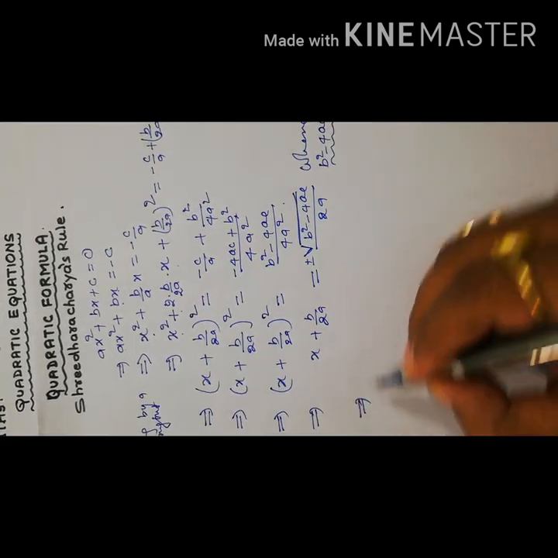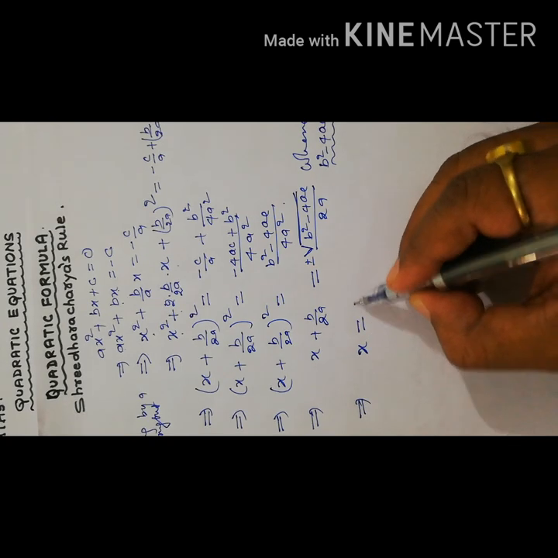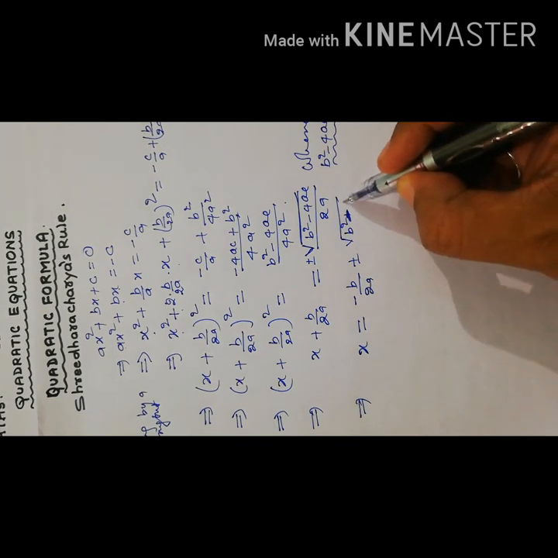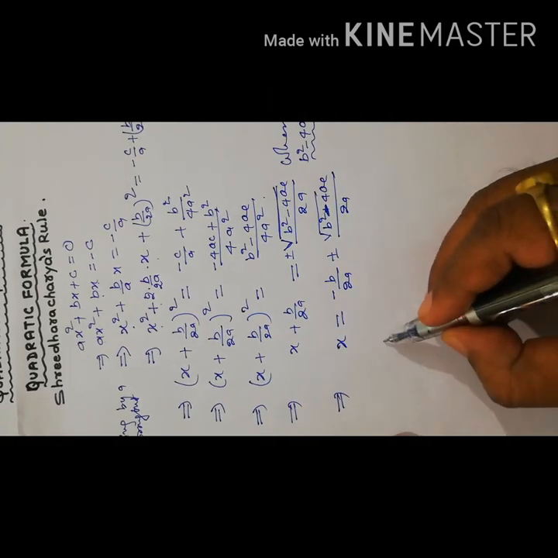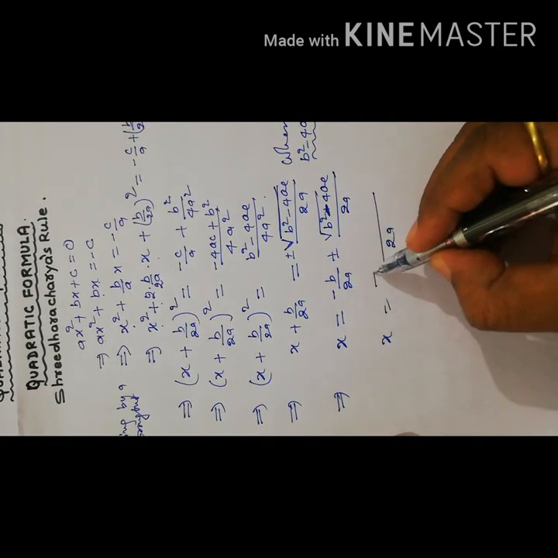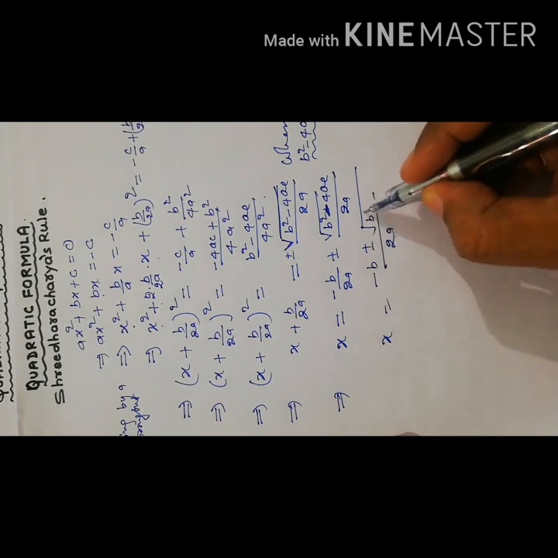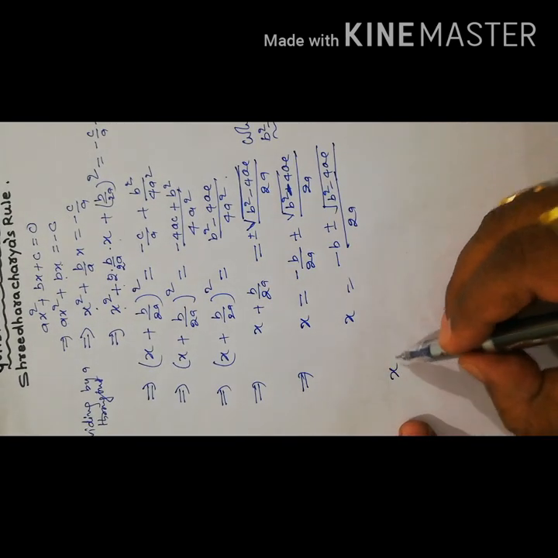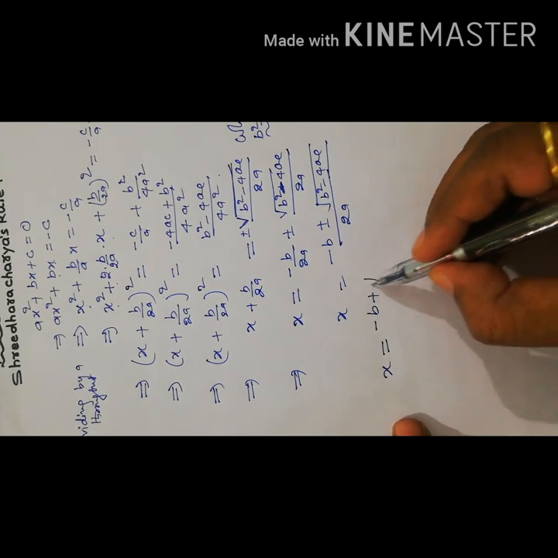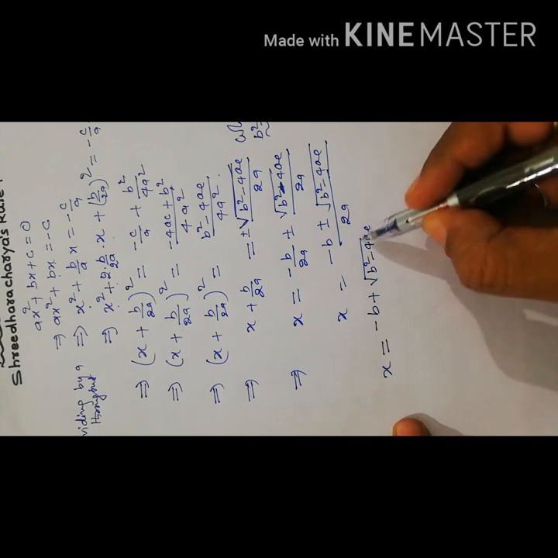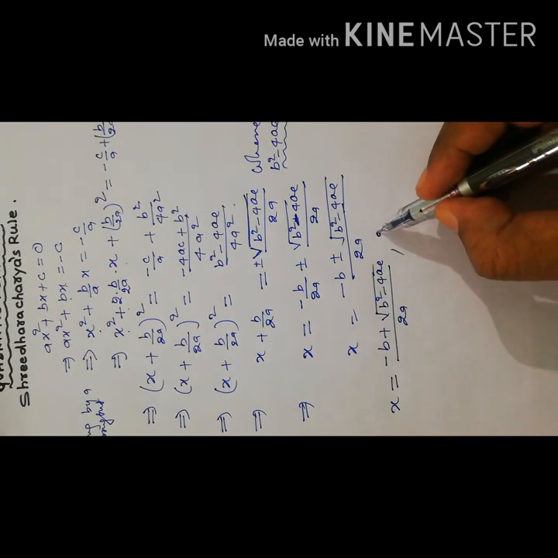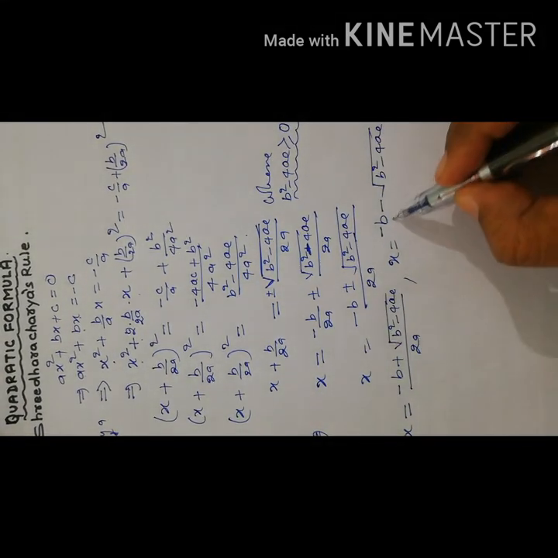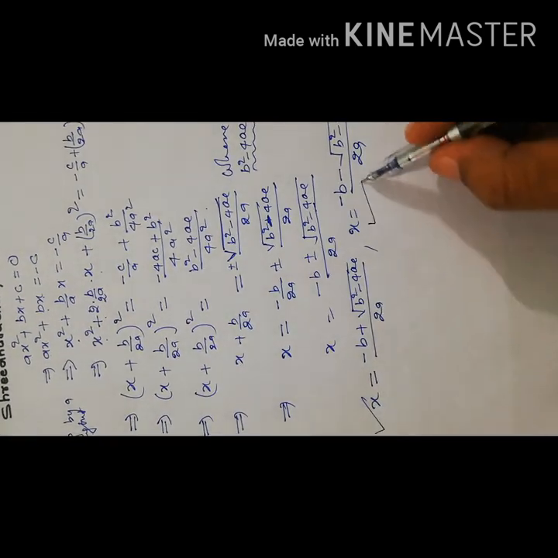That's why we are getting here the value of x as x is equal to minus b by 2a plus minus under root b square minus 4ac by 2a, that is x is equal to minus b plus minus root b square minus 4ac by 2a. So we are getting two values of x. First value is minus b plus under root b square minus 4ac by 2a. Second value is x is equal to minus b minus under root b square minus 4ac by 2a. So there are two values of x here.